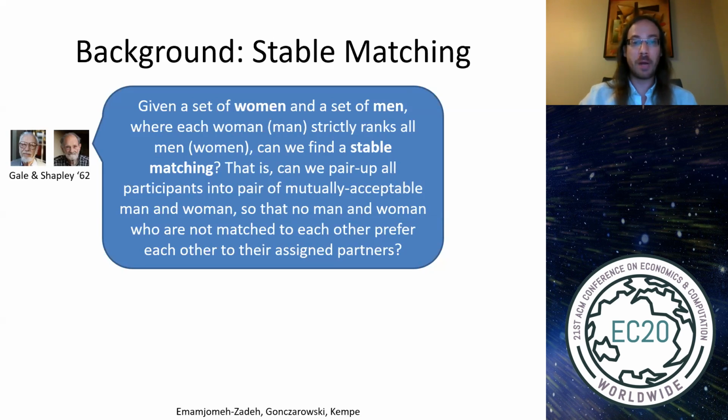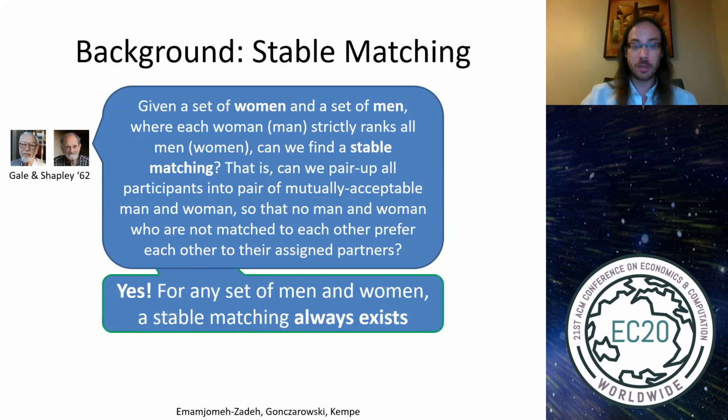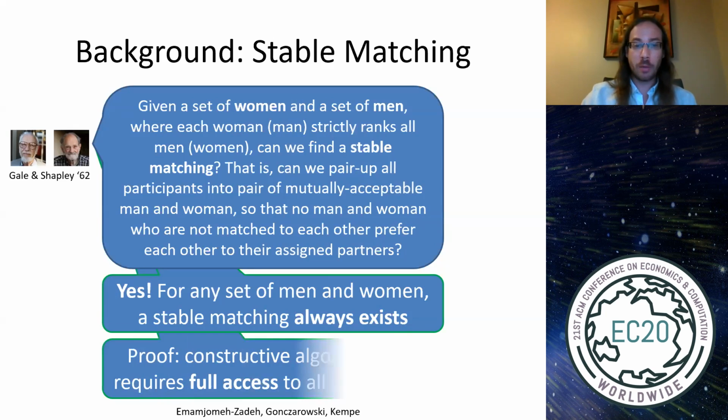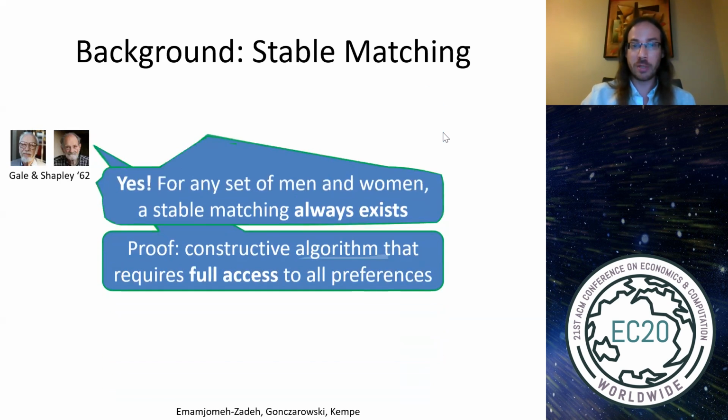That is, can we pair up all the participants into man-woman pairs such that there's no man and woman who are not matched to each other, but prefer each other to their assigned partners? They gave a resounding yes answer, saying that for every set of men and women and for every preference structure whatsoever, a stable matching always exists. And the proof is via a beautiful constructive algorithm, and notably requires full access to the participants' preferences.